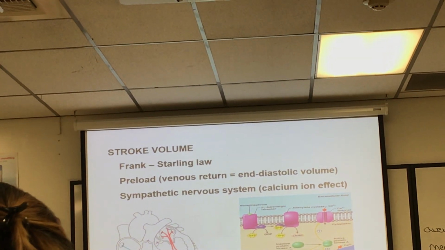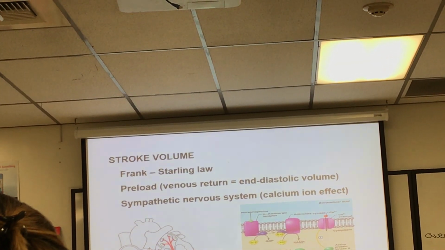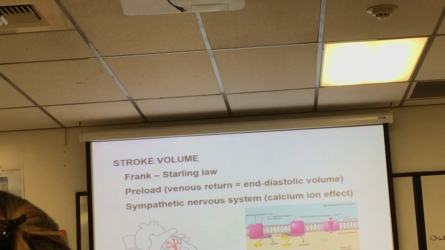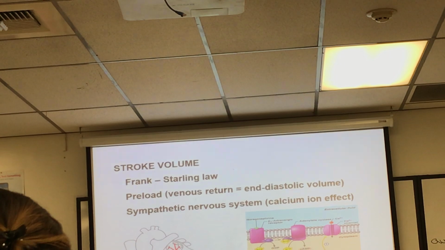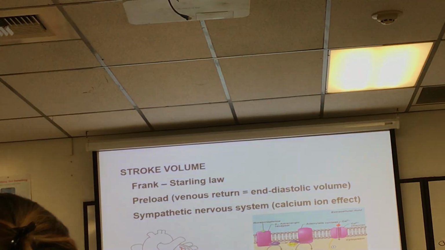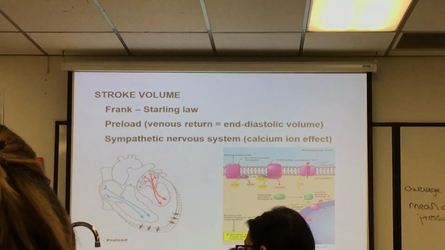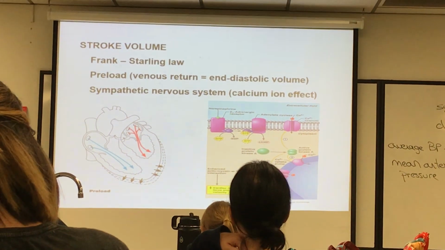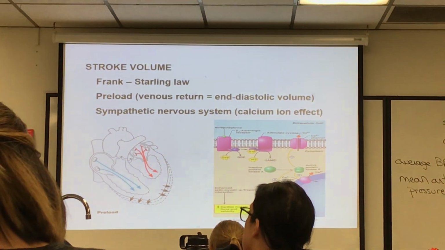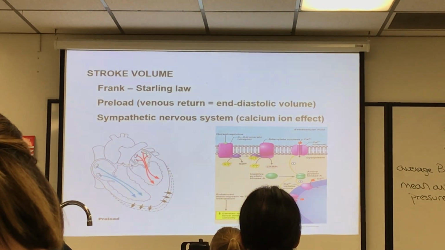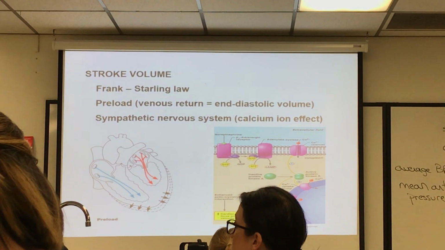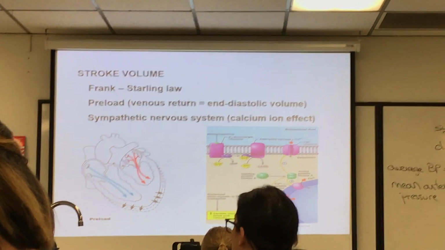Then we had contractility, and I want you to think of contractility as directly related to calcium ions. So the more calcium ions we have in the cardiac ventricular contractile cells, the more binding sites on actin are available, and the greater number of myosin is going to pull on the actin, and we have a greater contractility. We usually see a decrease in end-systolic volume, the amount of blood left in the heart.